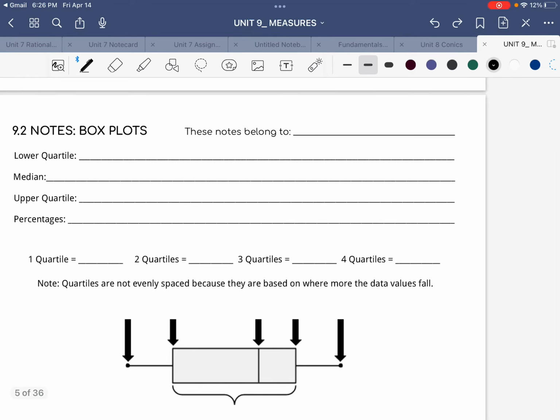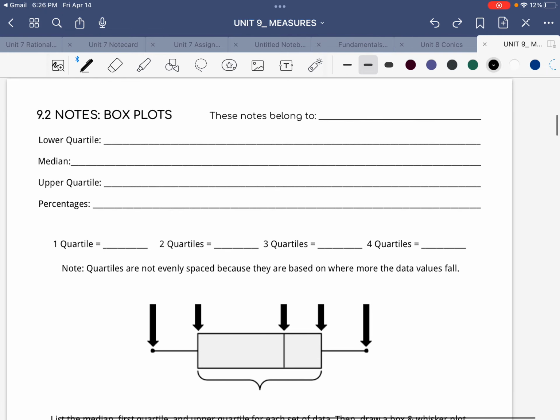Welcome to the 9.2 Box Plots notes. Make sure your name is at the top and you have a pencil before you start.